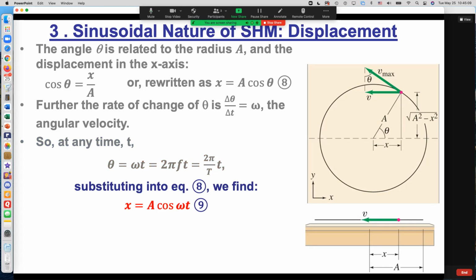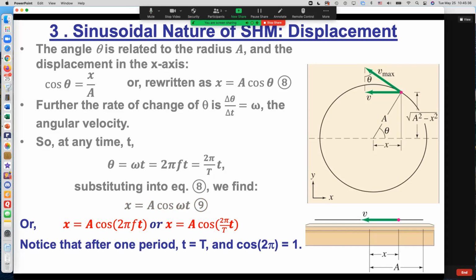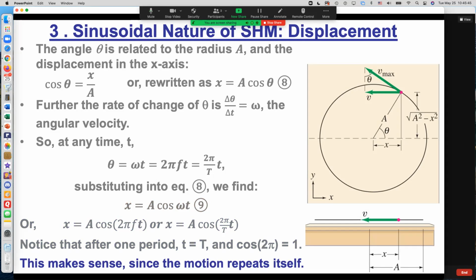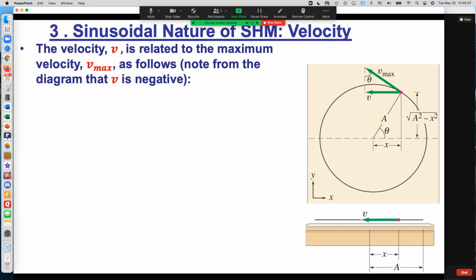We substitute into equation 8, and we find that x equals A cosine omega t. You need to know this for one of the problems. Or x equals A times cosine 2 pi f t, or x equals A times cosine 2 pi over the period times t. But it's just a matter of substituting, right? After one period, the time is equal to the period, and cosine of 2 pi equals 1. That makes sense since the motion repeats itself.